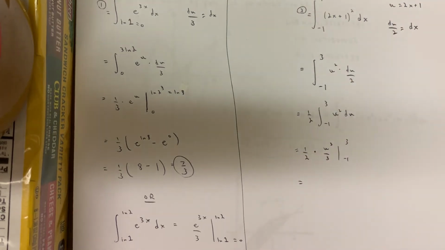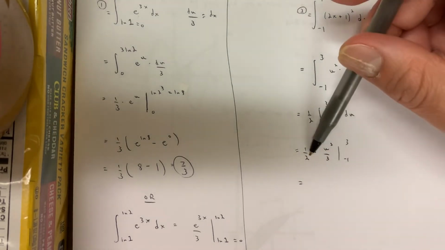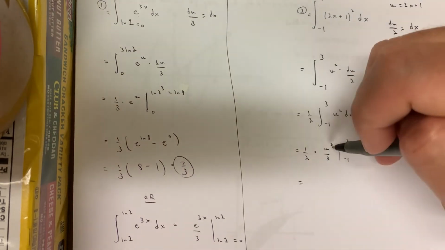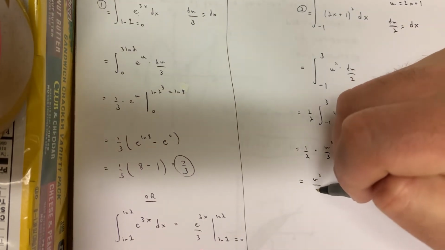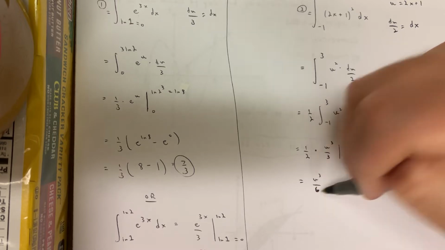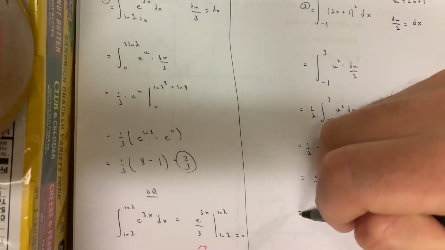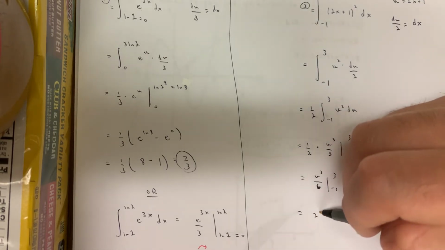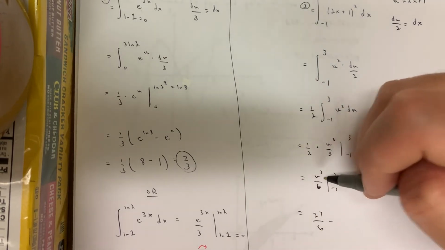So just like before, we could leave the 1/2 there or pull it to the side. How about we leave it there and even do 1/2 times u cubed over 3? What is that, u cubed over 6? Supposed to be a 6 right here. And you could even pull the 1/6 to the side here or leave the 6 down here. Let's leave it, okay? 3 cubed, 27, over 6 minus -1 cubed.